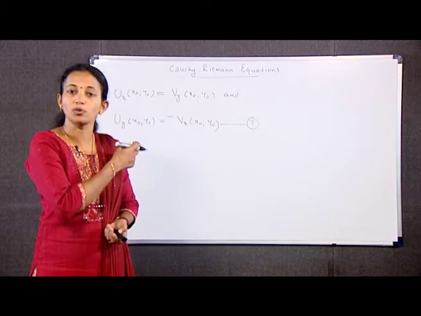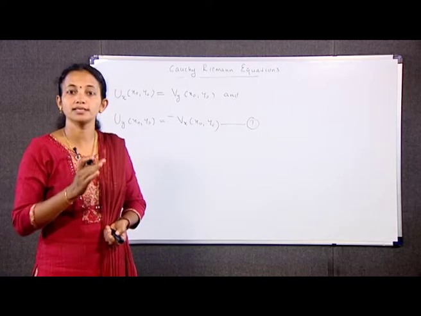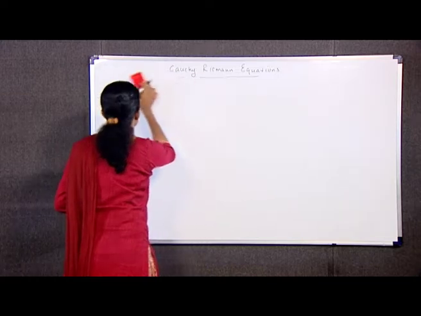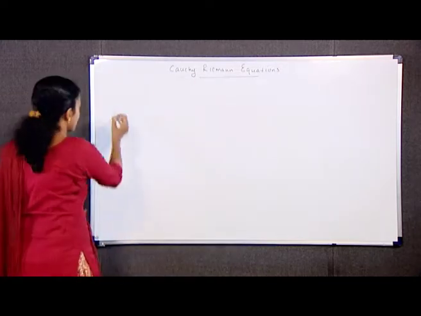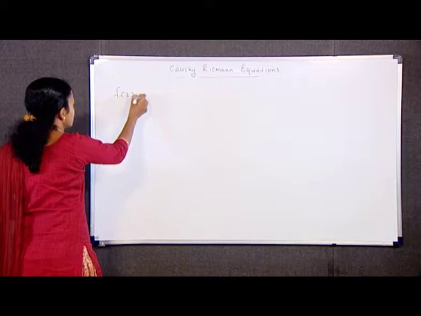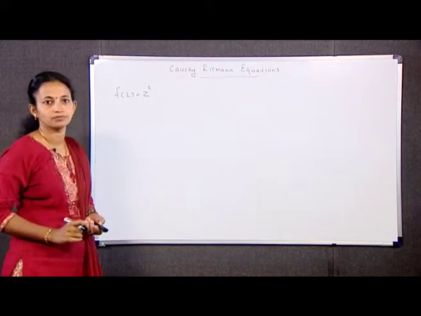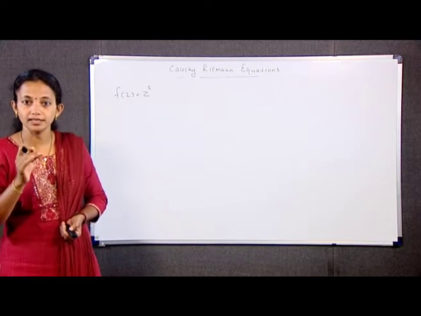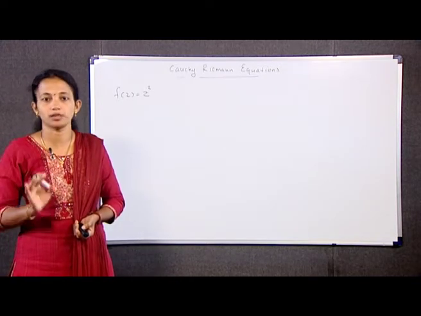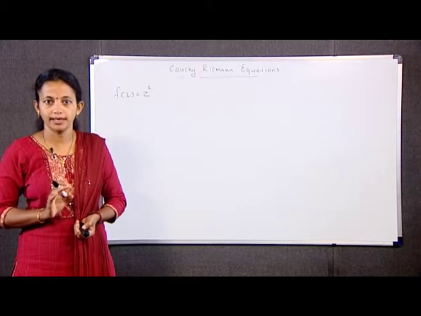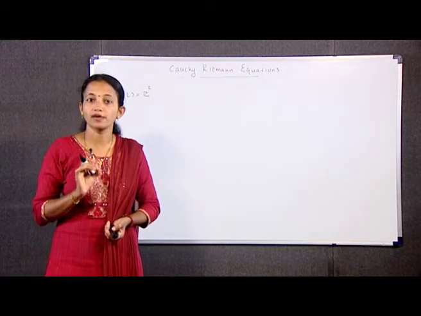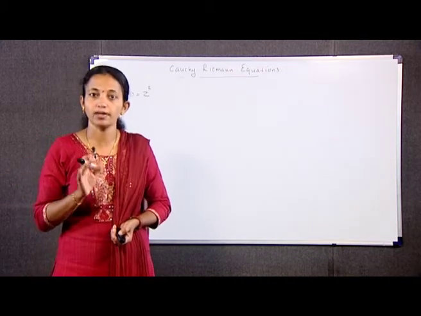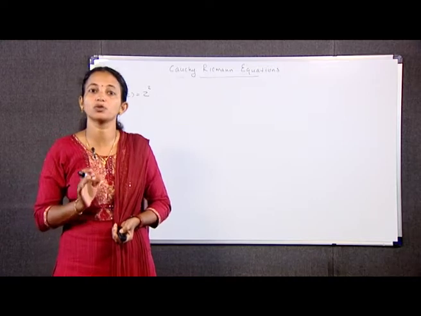Next example: verify the Cauchy-Riemann equation for the function f(z) is equal to z square, and using our formula number 3, we have to find its derivative. If n is a positive integer, we have d by dz of z raised to n is equal to n z raised to n minus 1, that we have already studied. Hence, in particular, the function f defined by f(z) is equal to z square is differentiable everywhere, and f dash z is equal to 2z.